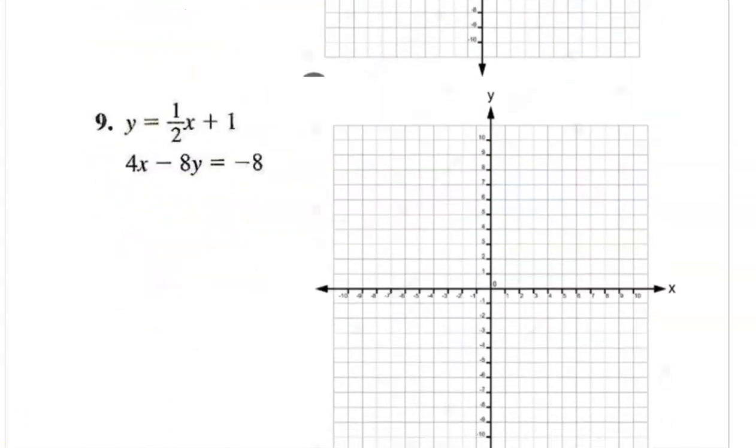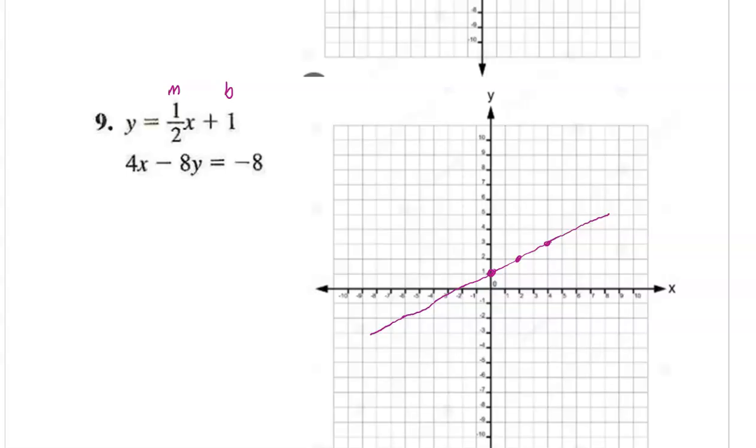Now number 9. The first equation is in slope-intercept form. This is the m, this is the b. So the first dot is at 1. And the slope is up 1 over 2, up 1 over 2. Notice as I draw this, I'm being very careful to go through the correct corners of the grid squares.